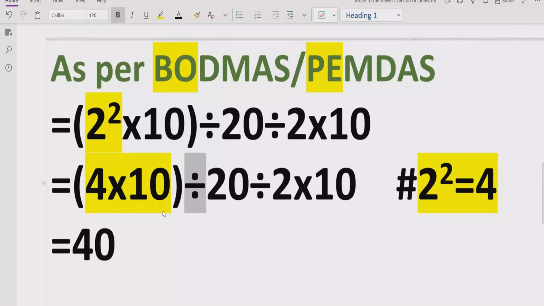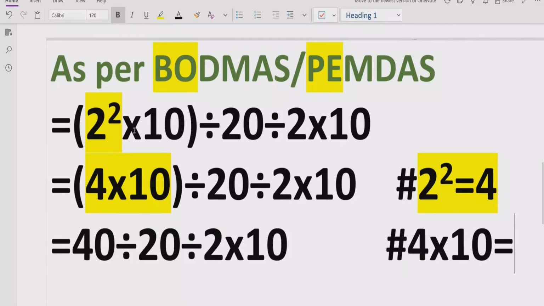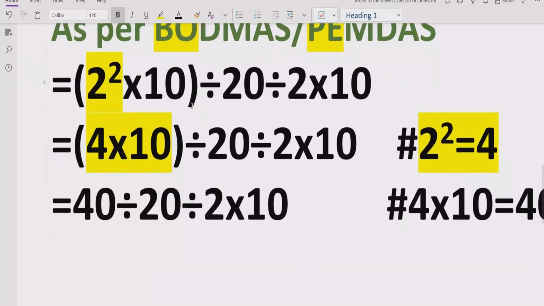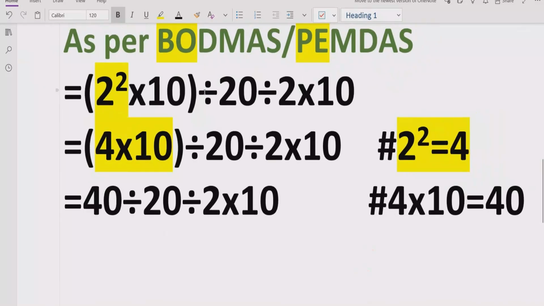Again, we have to write 20 divided by 2 multiplied by 10 as it is. Now we have solved the bracket, or inside the bracket we have solved all operations. Now we have to solve the exponent part if it is coming in this expression. So now we do not have any number which has a power, so we can skip this step.